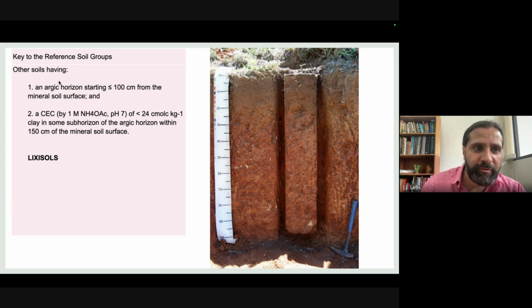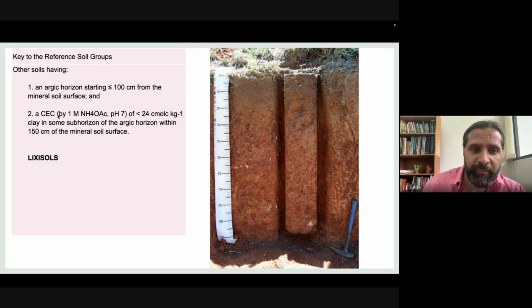Now, when I consider the lixisols, those are soils with an argic horizon starting in the first 1 meter below the soil surface, and a CEC that should be below 24 cmolc per kilogram of clay in some subhorizon of the argic horizon within 150 centimeters below the soil surface. So in this case, the lixisols, we have an argic horizon and low activity clays, a dominance of low activity clays.